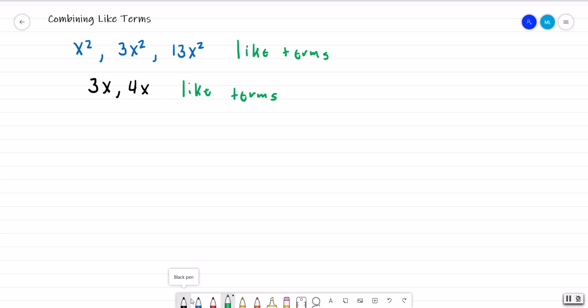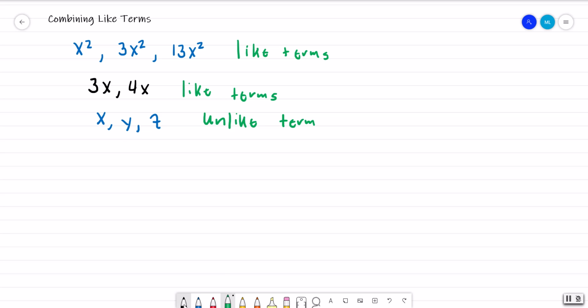But sometimes you might have terms which there's not really anything that you can do with. So for example, if you have x, y, and z, these are unlike terms. It is true that they are all variables respectively, but they're unlike and there's nothing that we can do with those.